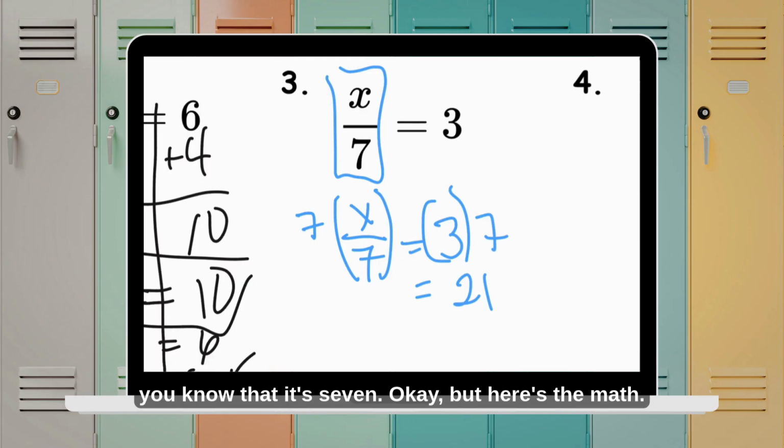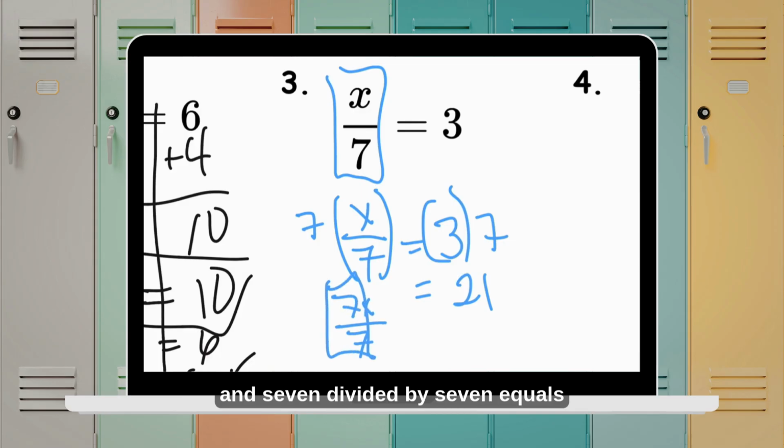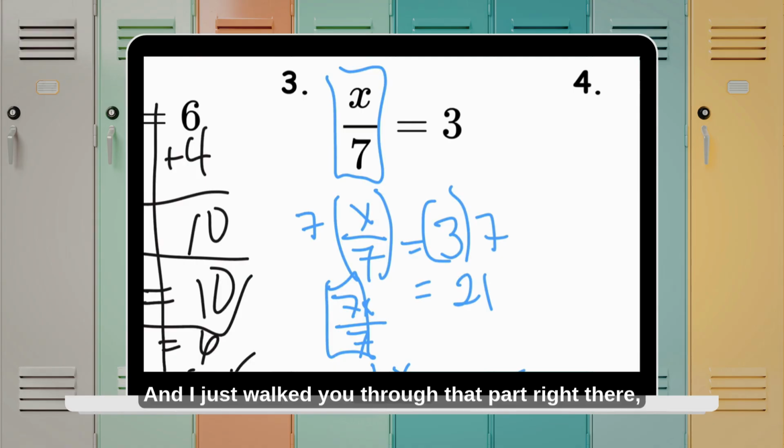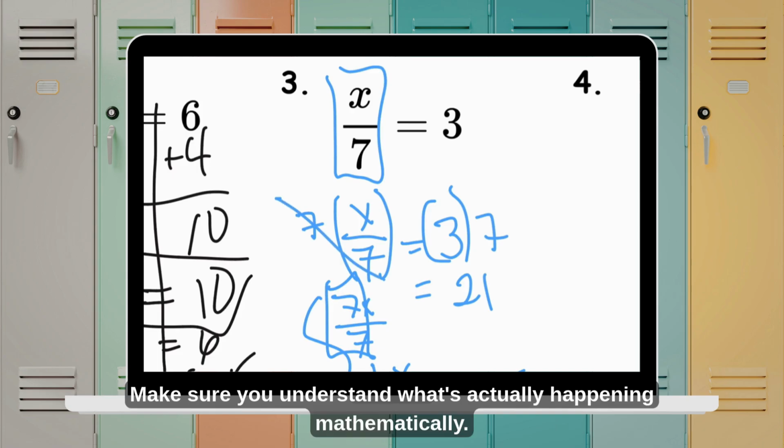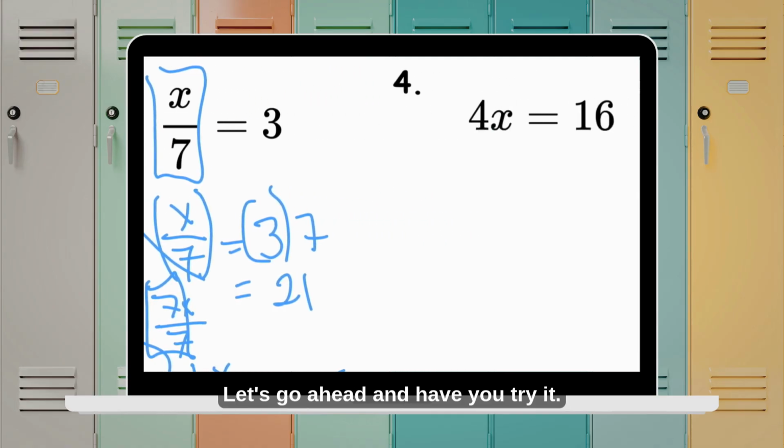But here's the math. Here's how it works. We do 7 times x divided by 7, and 7 divided by 7 equals 1. Then we have 1 times x. Any number times 1 equals itself, so that's why we're left with just x. So x equals 21. I walked you through that part because sometimes teachers will say it cancels out. Make sure you understand what's actually happening mathematically. Numbers don't just disappear. We're just simplifying as we go. So x equals 21.